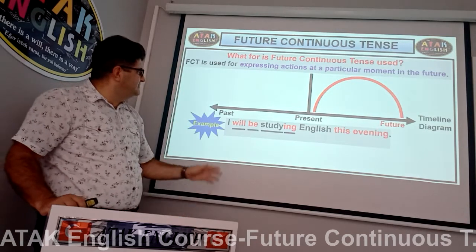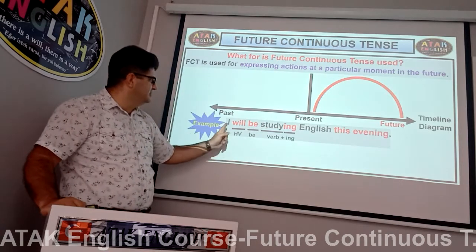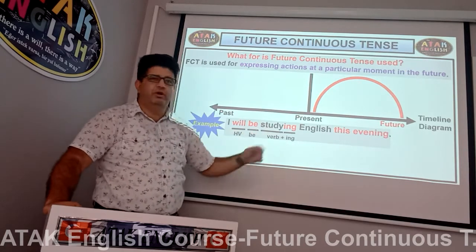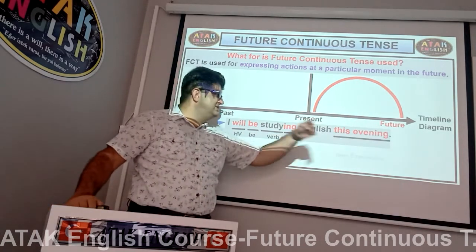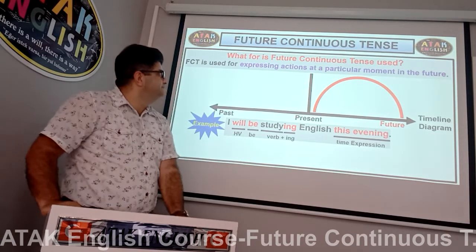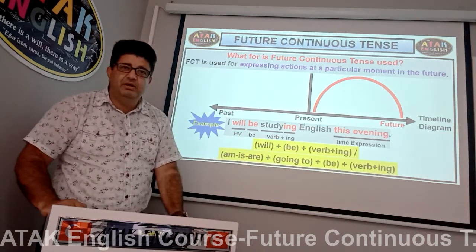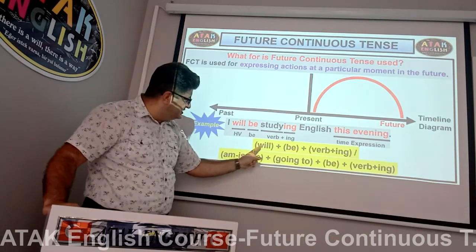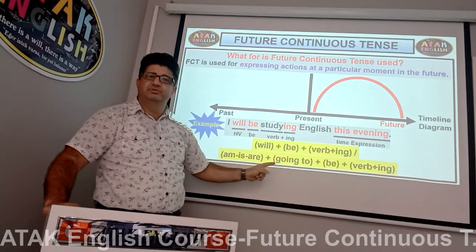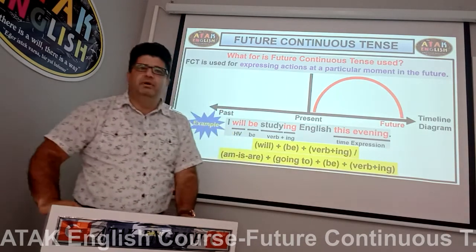How can I understand this sentence is in future continuous tense? Because there's "will be studying", will be verb-ing, and of course "this evening" is the time expression of future tense as well. What is our format? Will be verb-ing, or if I use "to be going to" instead of will, then I can also use this format as future continuous: to be going to be verb-ing.